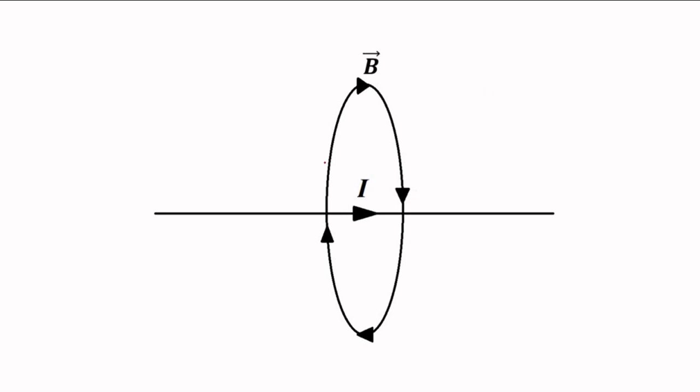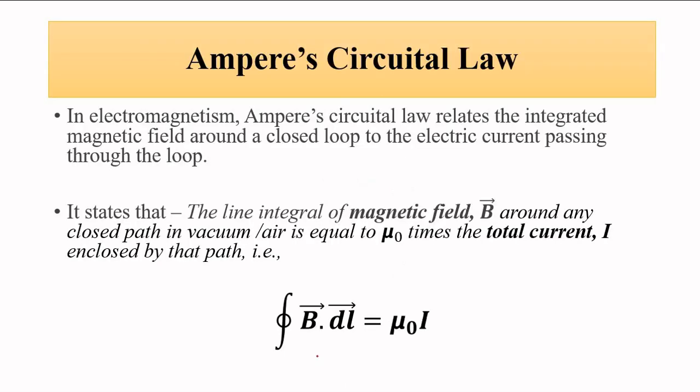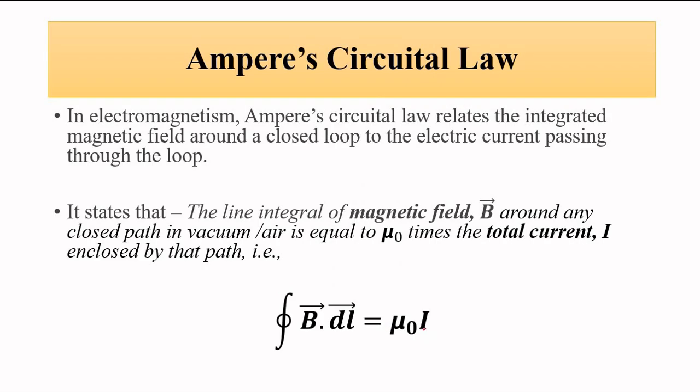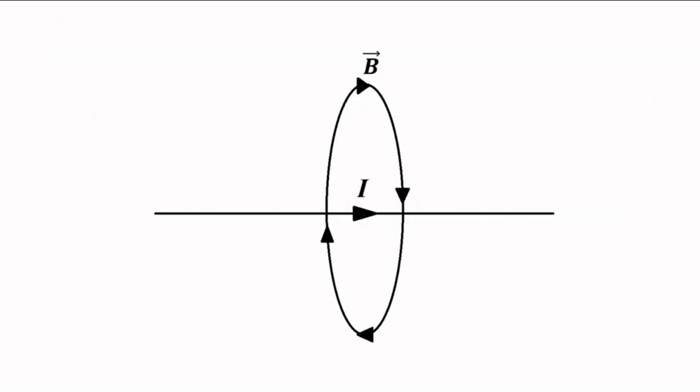So the line integral of the magnetic field around this enclosing current carrying conductor is mu 0 times the total current enclosed by that magnetic field line. Here only one current carrying conductor is there, so that's why mu 0 I. Actually it is the summation of the number of current carrying conductors enclosed by that magnetic field line. So here it is only mu 0 I because only one current carrying conductor is there.